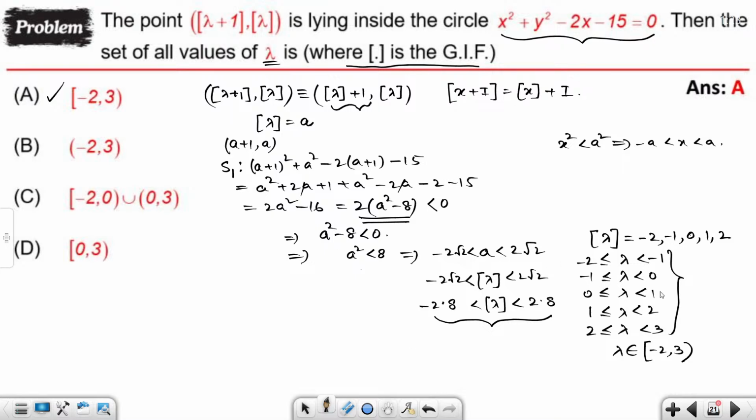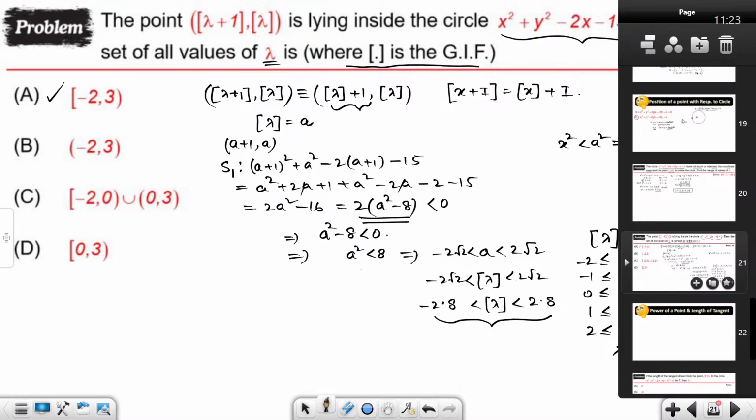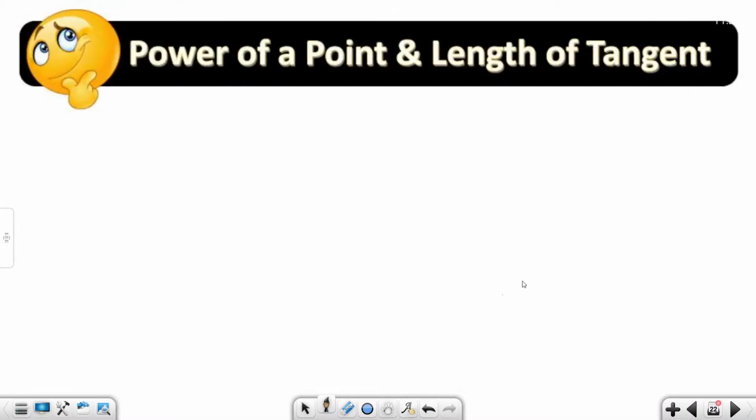Okay. Then let us move to the next part, which is called power of a point and length of tangent. These two things we will learn simultaneously. Simple thing, power of a point. It's a new thing that we have to remember. What is power of a point?